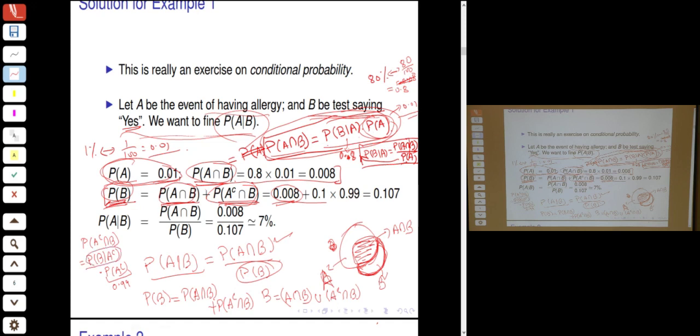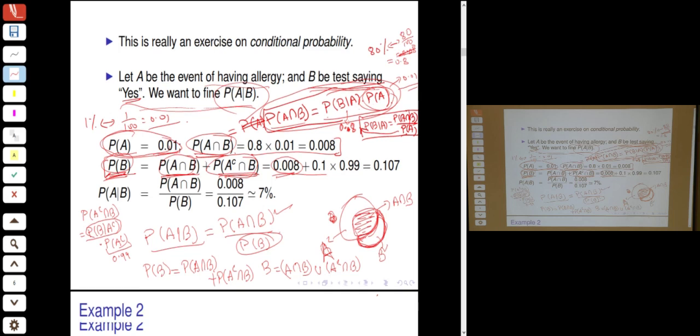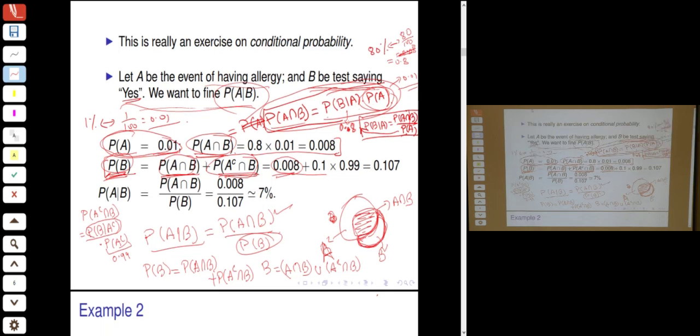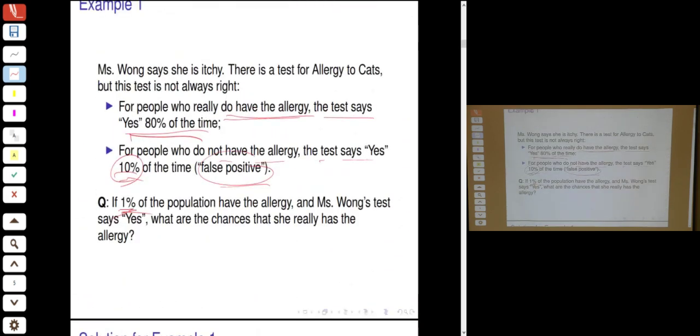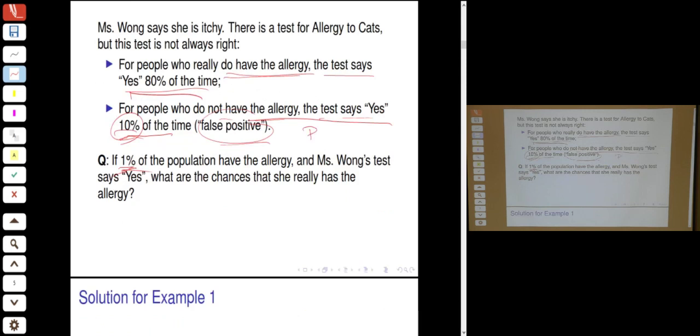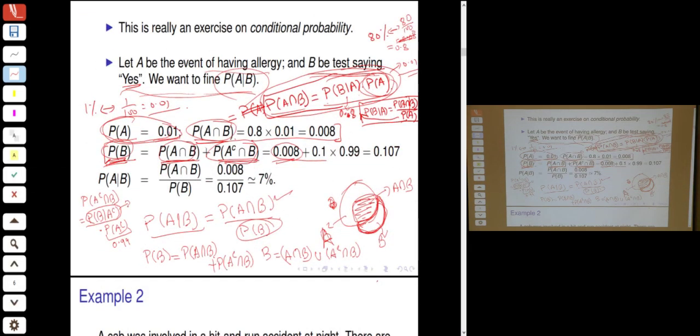What is the probability of B given A complement? So, let us decipher the event B given A complement. B is the test saying yes and A complement is the person not having the allergy. So, probability of B given A complement is the probability of the test saying yes given that you do not have the allergy, right. In other words, the probability of false positive. So, for people who do not have the allergy, the test says yes 10% of the time. So, this is exactly probability of B given A complement, which is 10%, or in terms of fraction 0.1. Okay? And so, probability of A complement intersection B is 0.1 times 0.99, and if you sum them it is 0.107.